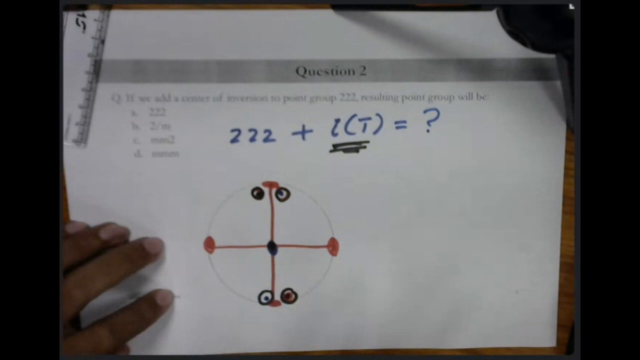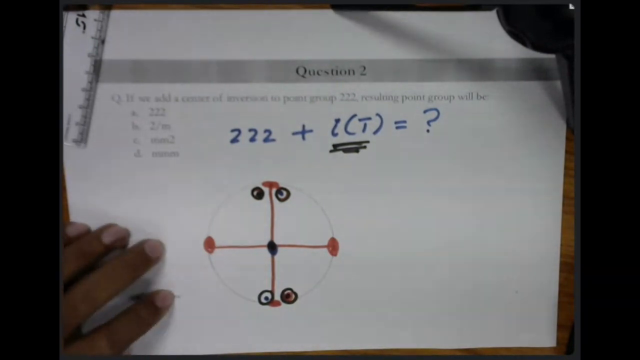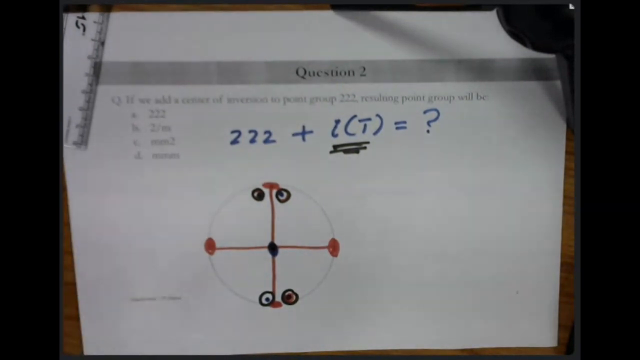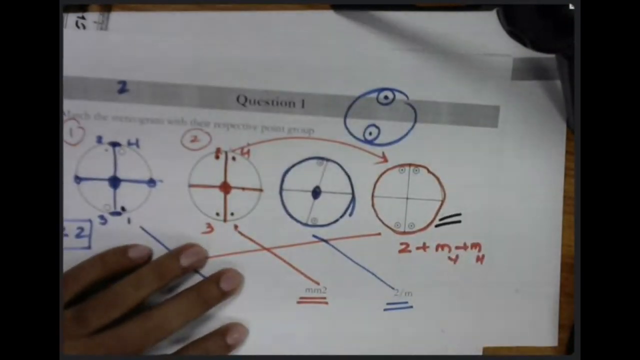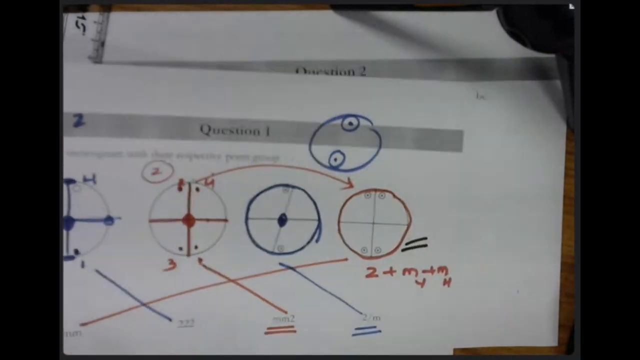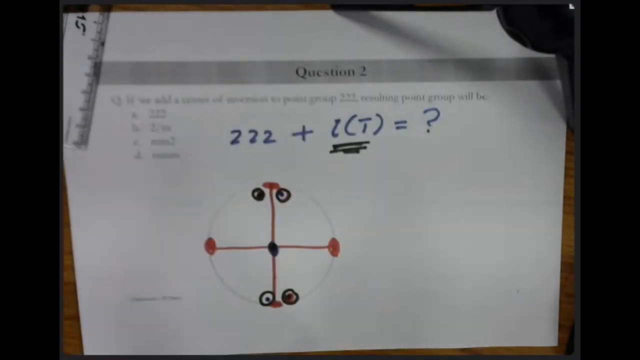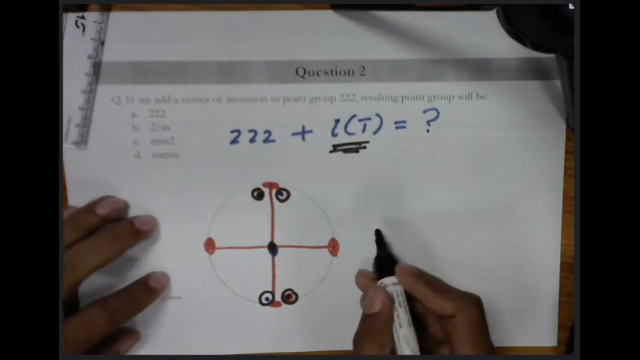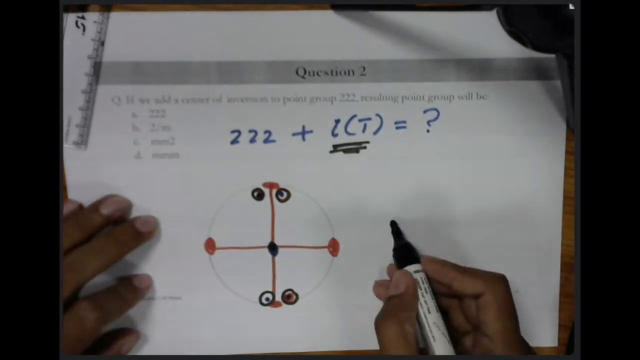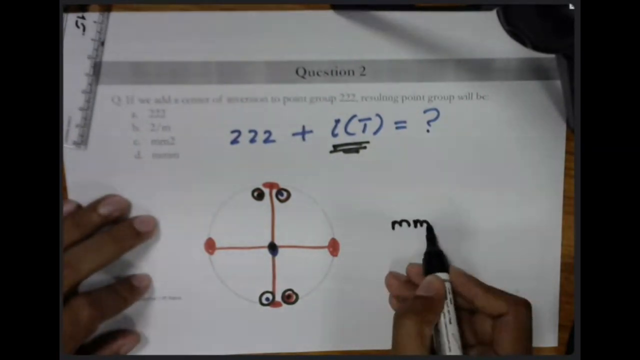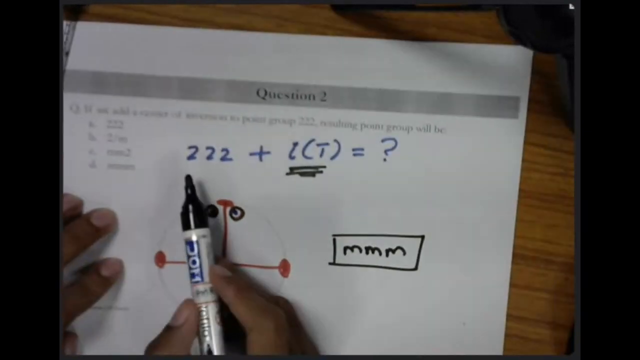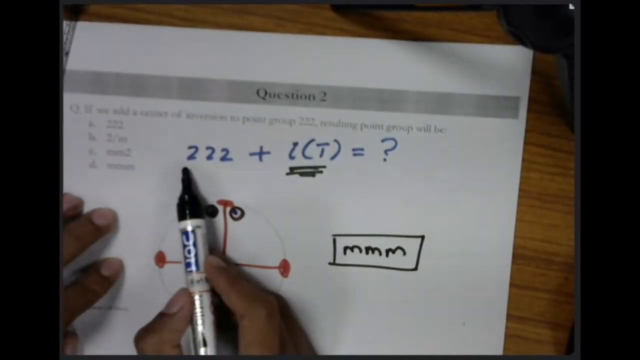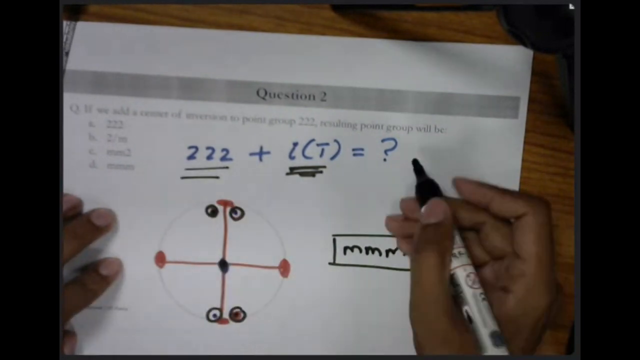We just saw something like this just a few minutes back, this itself, right? So we can say that this one belongs to mmm. So if we add an inversion center to the point group 2 2 2, we will get mmm.